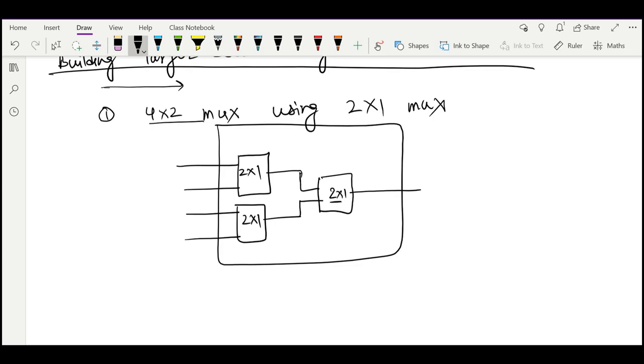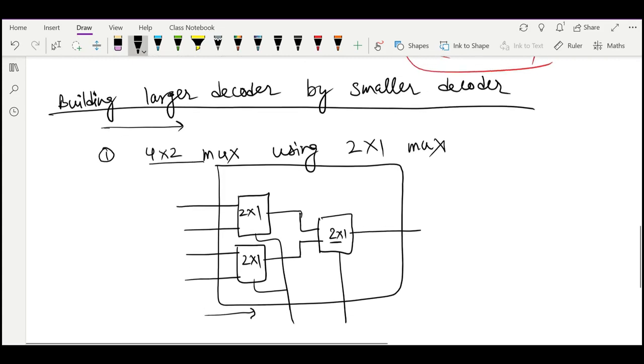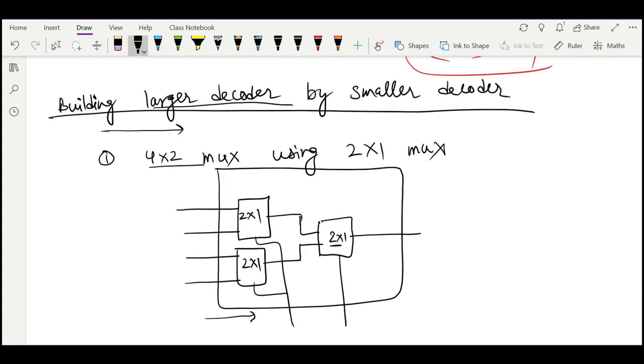What about the select lines? So two select lines will be there. So this one is one select line and this is another select line. Okay, this is what we were doing. So we were doing it from left to right. Now what we have to do is, we have to build larger decoders. Instead of larger multiplexers, we have to design larger decoders by using smaller decoders. So we will use the same strategy, but in the reverse fashion.